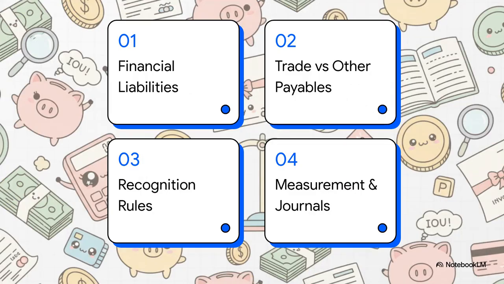Let's take a quick look at our roadmap for today. We're covering four main things: defining financial liabilities, comparing trade versus other payables, tackling the MFRS 9 recognition rules, and finally, getting into measurement and journal entries.